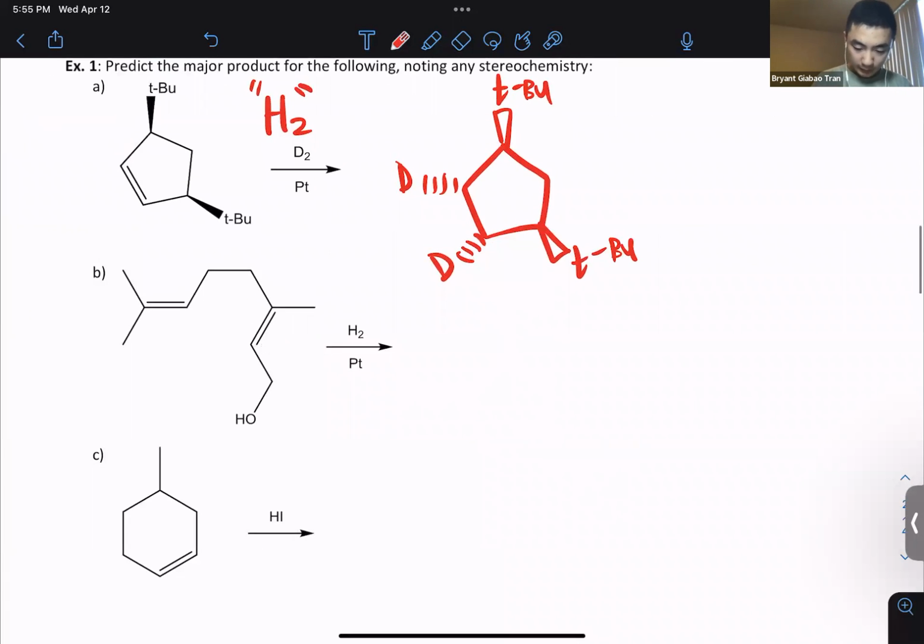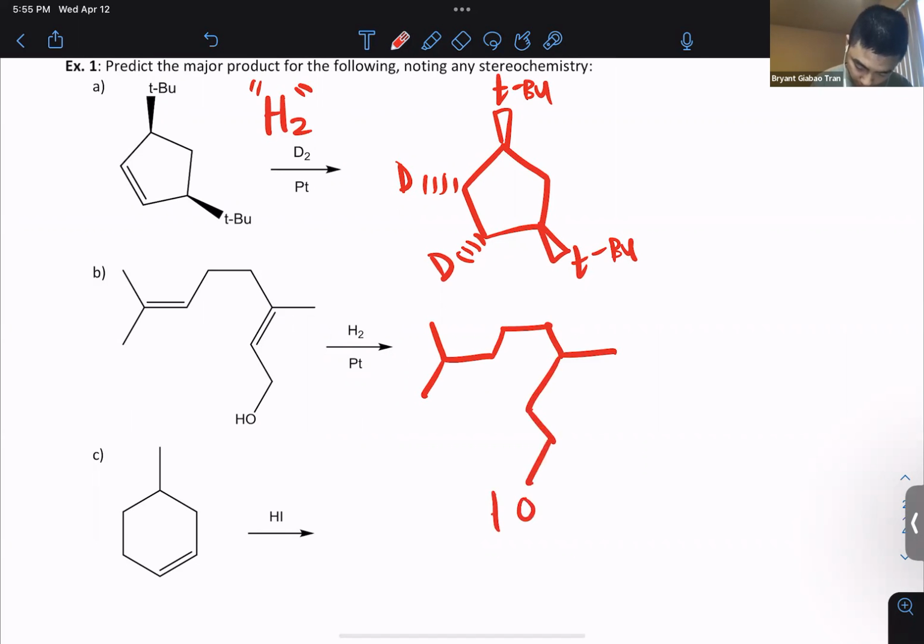Syn addition. And now for the next one, we have hydrogenation again, 2 alkenes. So we're going to have this product over here. And for this alkene here, if we add the hydrogens on the same sides, then we would have this structure where these two carbons here are not chiral centers because they don't have 4 different unique groups. This first carbon here has 2 methyl groups, which makes it not a chiral center. The other carbon has 2 hydrogens, which also makes it achiral.